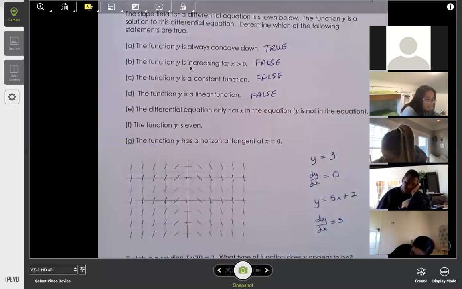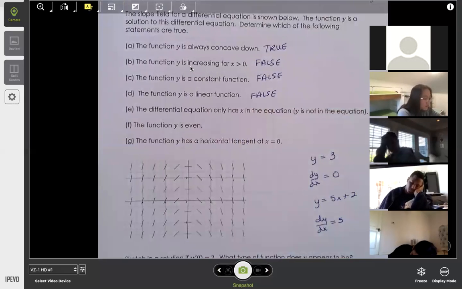The differential equation only has x in the equation. y is not in it. What do we think about that?